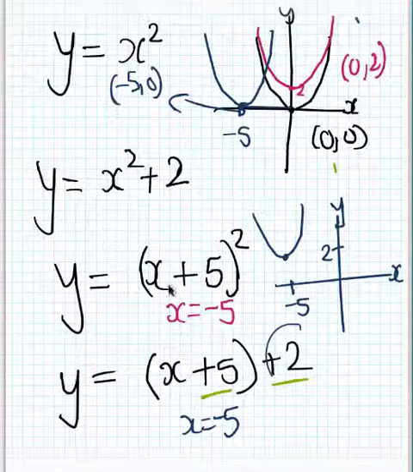Okay, and so what is happening is our turning point is changing positions. Sometimes it can just move up or down, sometimes it can just move left or right, or it can do both, depending on what we add to this x squared. And that's what we mean by turning point form. So let's have a look at the turning point form.